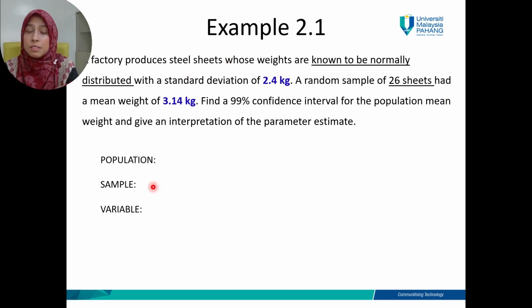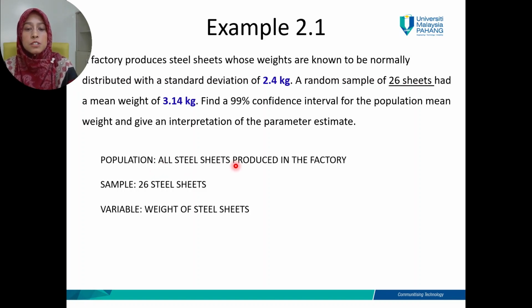What about the sample? Yes, a random sample of 26 sheets. So the sample here is 26 sheets. Then what is the population? The population is all steel sheets produced in the factory. If you understand these three elements, then inshallah you will have no problem answering the question.